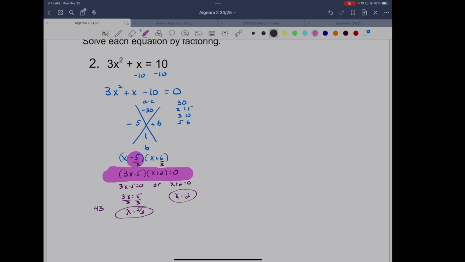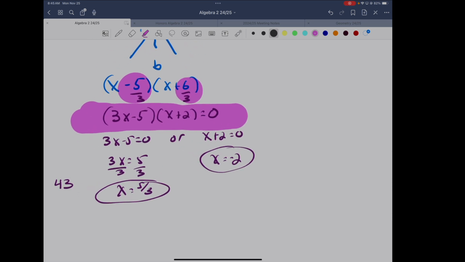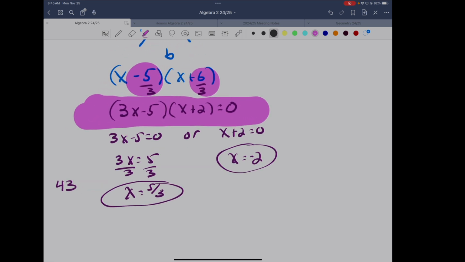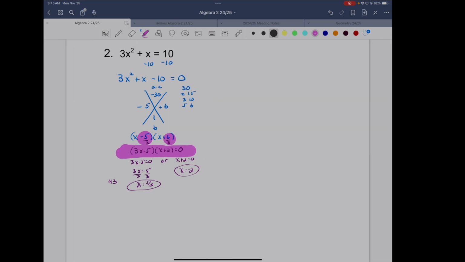If you look at this, and I look at that and compare it to my solutions, it's just the opposite of what's sitting there. Negative 5/3, 5/3. 6 over 3 is 2. The opposite of 2 is negative 2. But I want to see it in factored form because everybody always forgets to do the opposite.